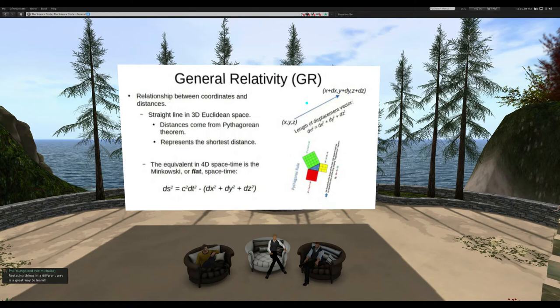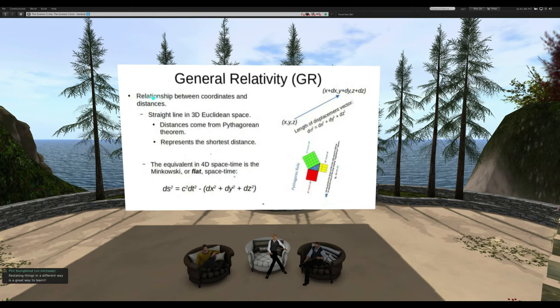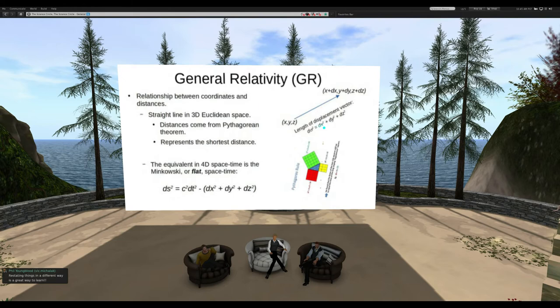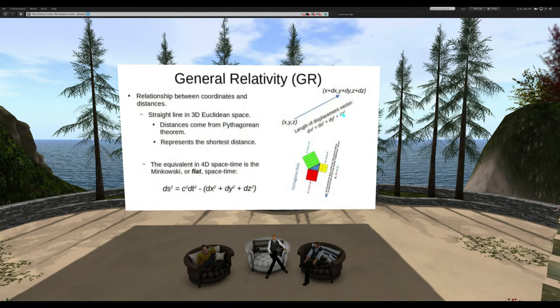So what you want is, that's what general relativity is about. It's trying to find that relationship between mass and space-time curvature, because you want to know how things move. For that, you need the relationship between coordinates and distances.